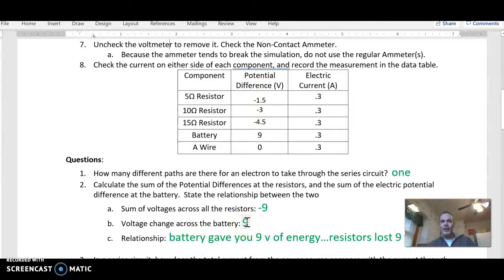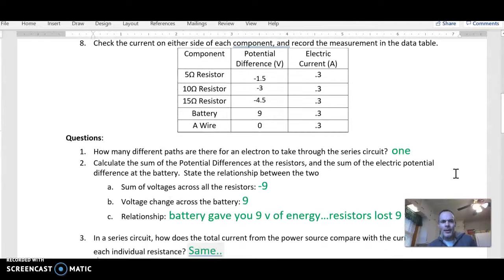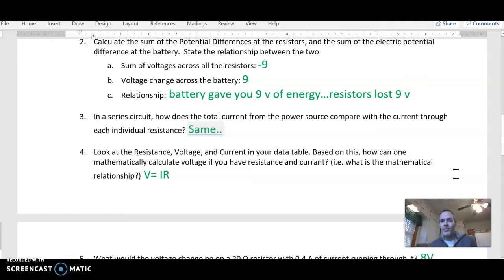So the relationship there is that the battery basically gives you energy. Voltage is the energy per charge, and so you get your energy from this battery. And where does it go? Well, it's lost through these resistors, which turns it into heat. So they equal each other, just opposite. Question number 3: the currents should have all been the same, and the equation should have been V is I times R.